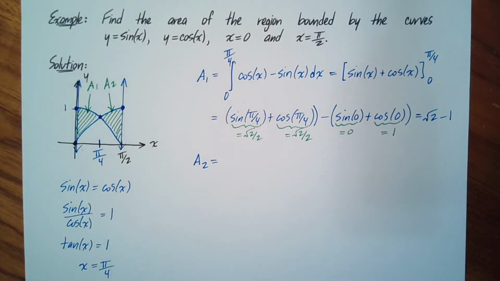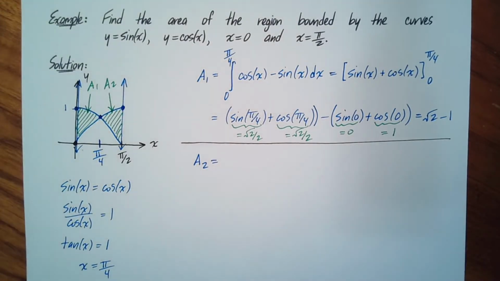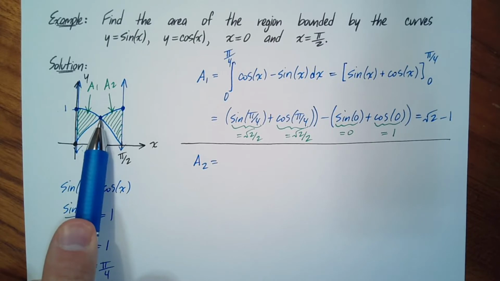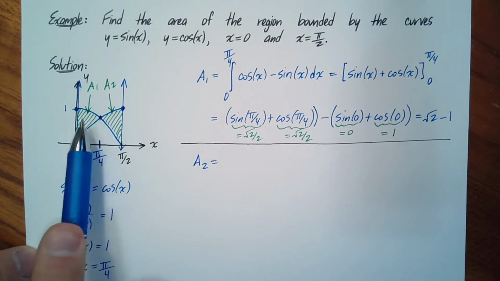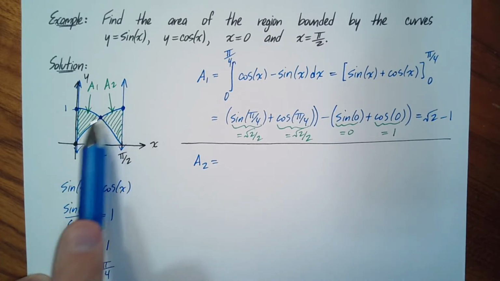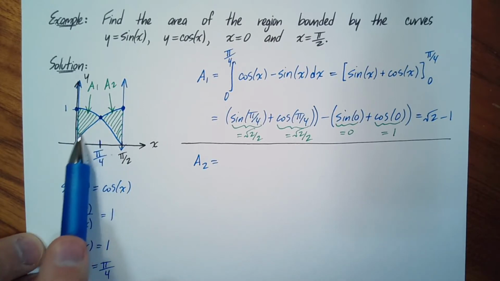Okay, so what happens if we calculate A2? Again, we need to figure out our upper function and our lower function. This is a good time to mention why it's so nice that we start out by finding the intersection point between the two curves and breaking these up into two separate areas. Because if we tried to calculate this all in one go, there's no clear upper function for the entire region and lower function for the entire region, because for this region, cosine is on top and sine of x is on the bottom.